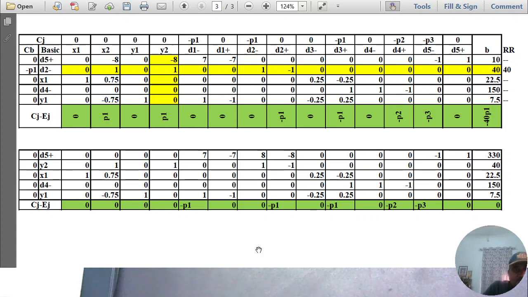All right, so we'll stop here. You try solving this problem with the goal on overtime of 120. Thanks a lot.